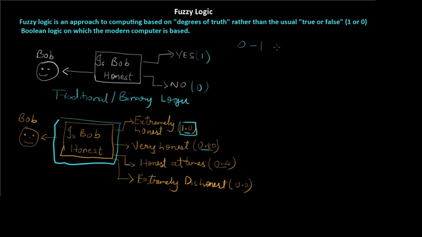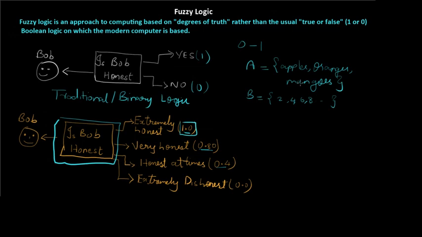Crisp sets are usually classical sets which have distinct objects. For example, we have A, which is a set of fruits: apples, oranges and mangoes. So this is a classical set or a crisp set. Another example would be B, which is a collection of even numbers: 2, 4, 6, 8 and so on. Each individual is called an entity or a member or an element of the set.